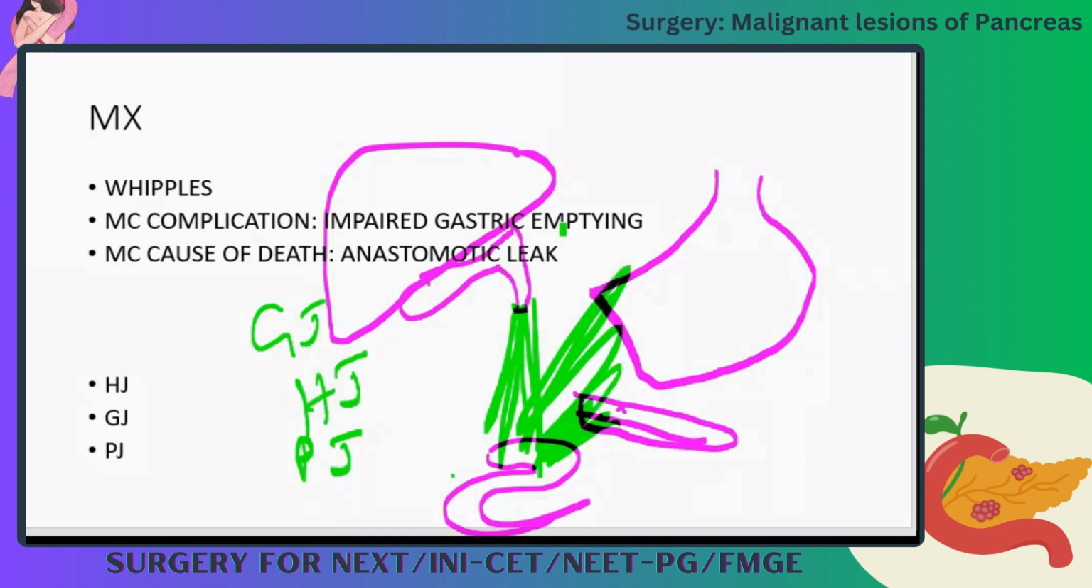Whipple's operation is not only removing, it is also reconstructing. This is more difficult than removing, isn't it? The hepatic ducts are very tiny, we have to suture and anastomose them. If this is clear, we'll move on to the next topic. Yeah, I got it. So basically, we connect everything to the jejunum. Yeah, whatever is left behind, we connect everything to the jejunum. This operation will take 6 to 8 hours normally.